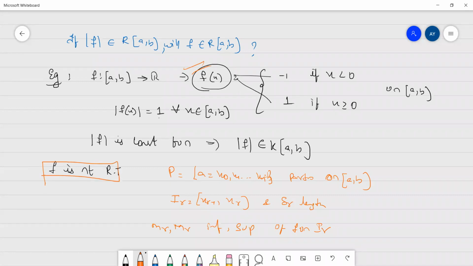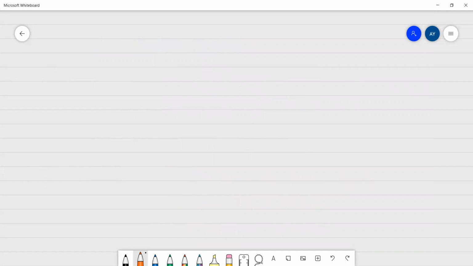Why is it not Riemann integrable? We'll see. I'm assuming small mr equals -1 from that f(x), and capital Mr is the supremum, which equals 1. So what will U(P,f) be? That is the upper Riemann sum. This equals summation r = 1 to n of Mr times delta r. Delta r is the length. Mr is 1, so it is summation r = 1 to n of delta r. What is that? b minus a. Okay, remember till here.